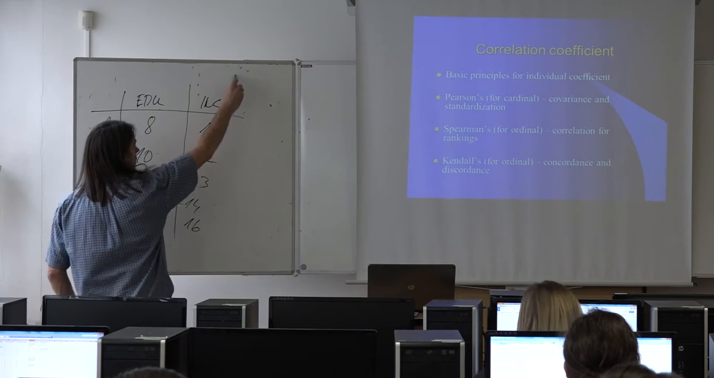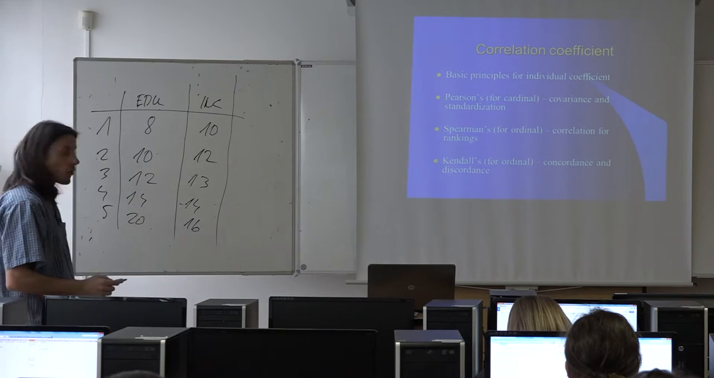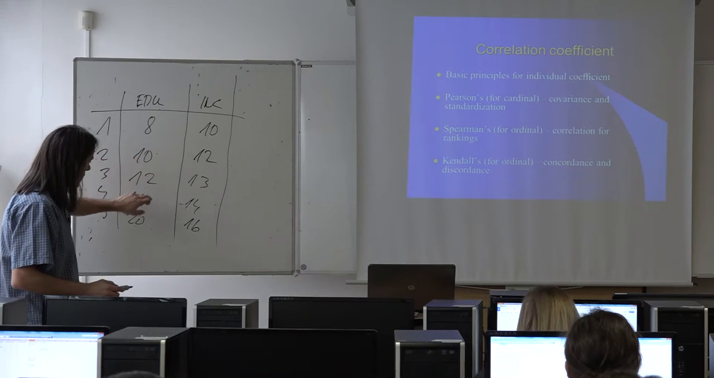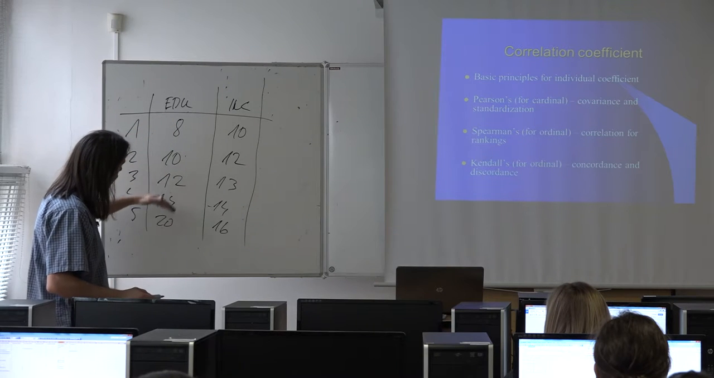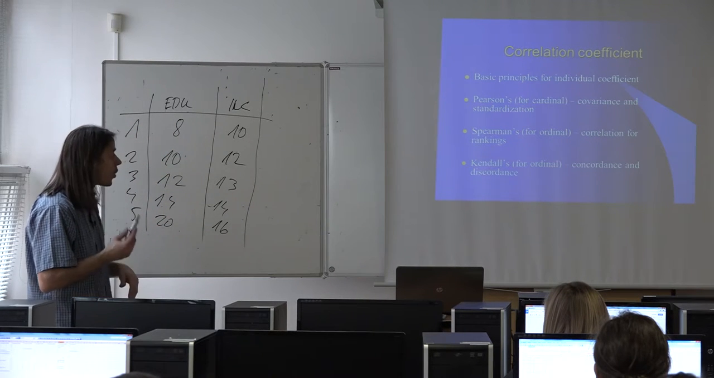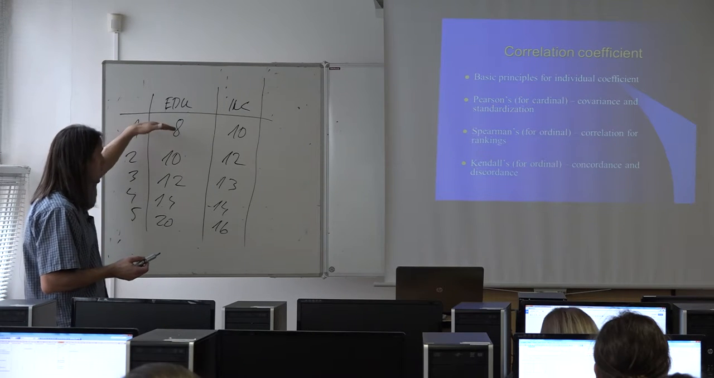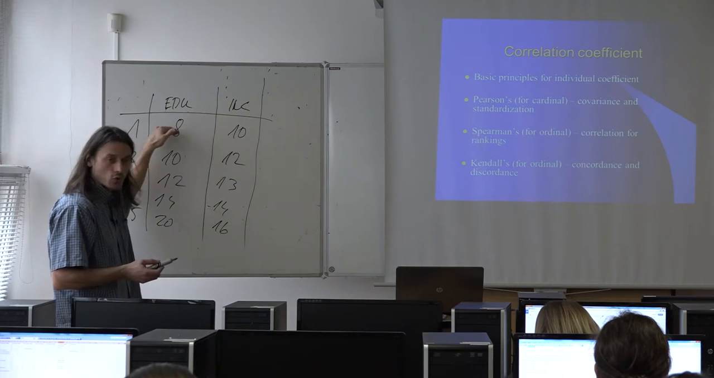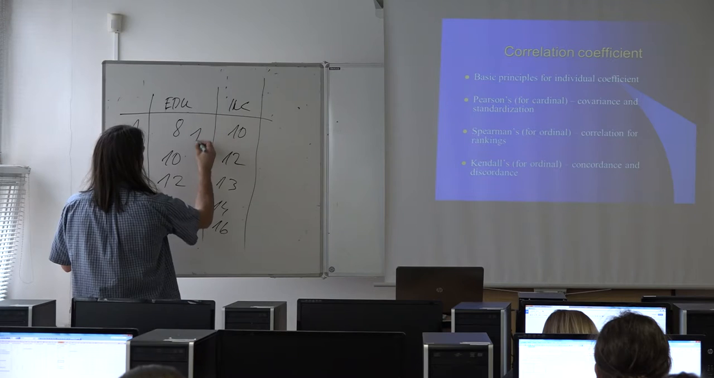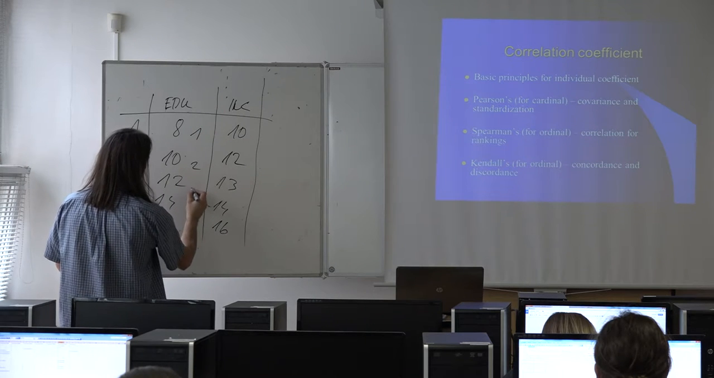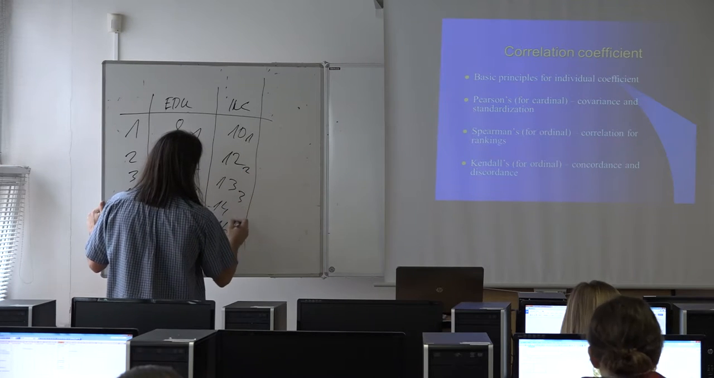The logic of computation of Spearman's coefficient is the following. You replace these values by rankings, so you assign rankings to the first variable as well as to the second. You only have to follow the rule that the same logic of ranking, ascending or descending, must be applied to both columns. So I will start from the lowest to the highest: this is the first value, second, third, fourth, and fifth. The same applies here, as I prepared this data in this style.